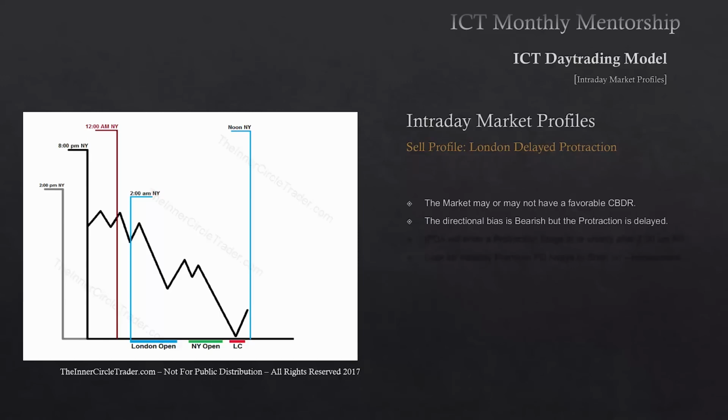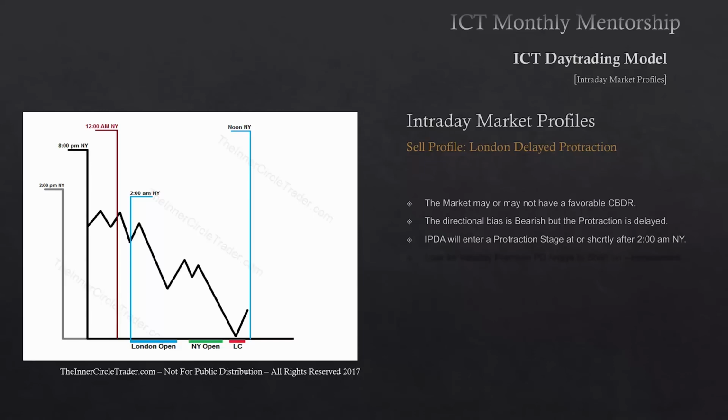The directional bias is going to be bearish, but the protractionary stage is going to be delayed in the day. In other words, we're not going to see the rally right after midnight in New York time. It may just erode and go lower right after midnight. It will enter a protractionary stage at or shortly after 2 a.m.